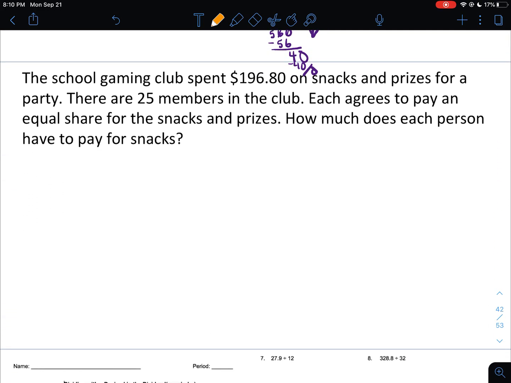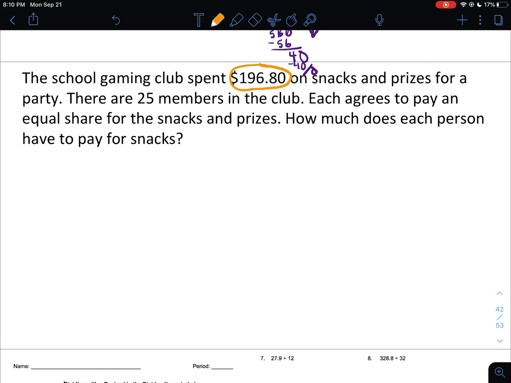Okay, so one more example for you. You can do this on the back of the graphic organizer or in your notebook. So the school gaming club spent $196.80 on snacks and prizes for a party. There are 25 members in the club. Each agrees to pay an equal share for the snacks and prizes. How much does each person have to pay for snacks?